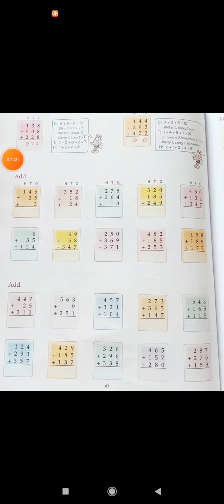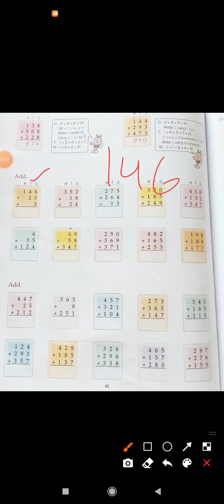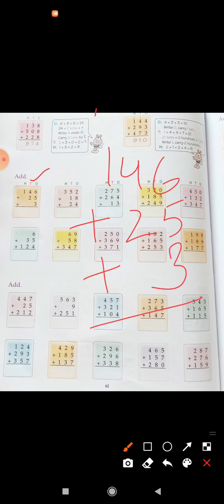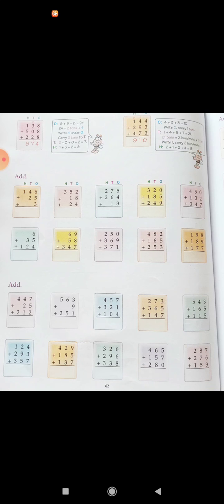Come to question page number 62. Question number 1. The question is 146 plus 25 plus 3. This is your hundreds, tens and ones. Now first we will add the ones. 6 plus 5, 11. 11 plus 3 is 14. Write 4 here, 1 carry. Now add the tens. 7. Now add the hundreds, here 1 only. Write here 1. The answer is 174.